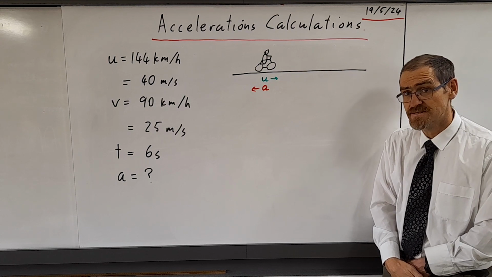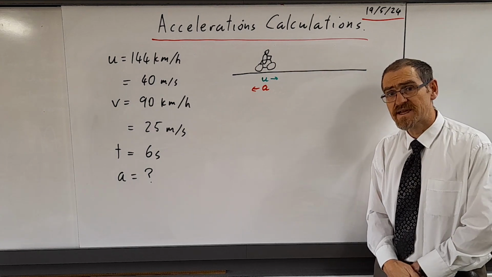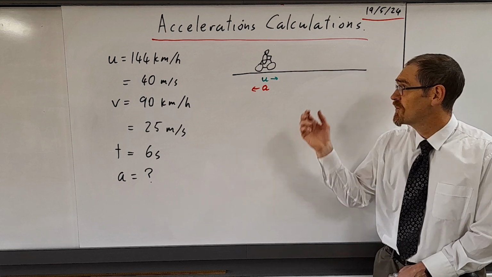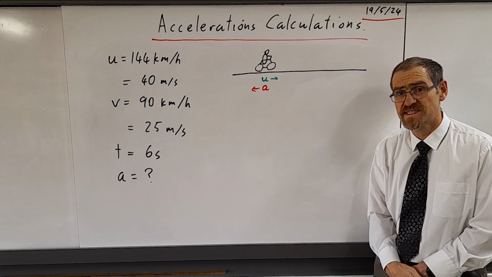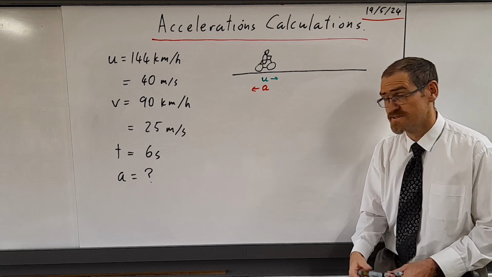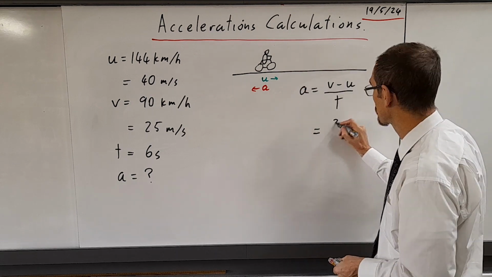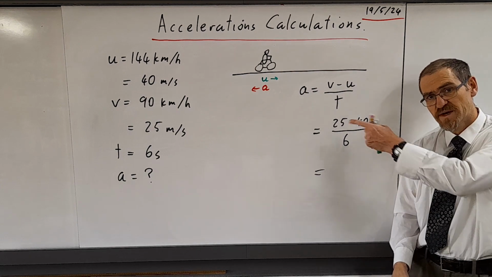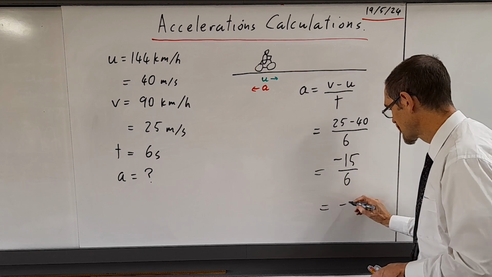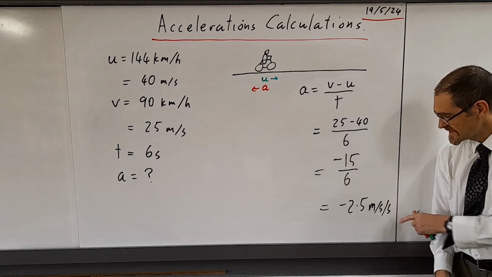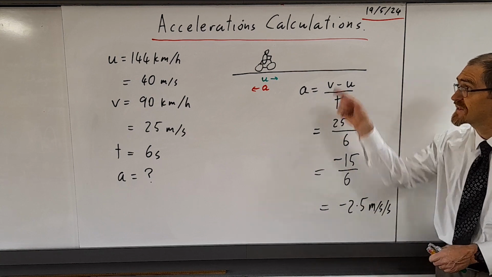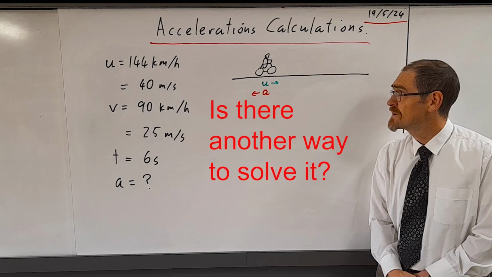Let's show our equation. So now it comes time to showing which equation we want to use. We could have used v equals u plus at, but we might go back to the definition of acceleration. Values for this one. We end up with 25 minus 40, we get negative 15, and a final answer of negative 2.5 meters per second squared, the negative indicating that it is to the left.